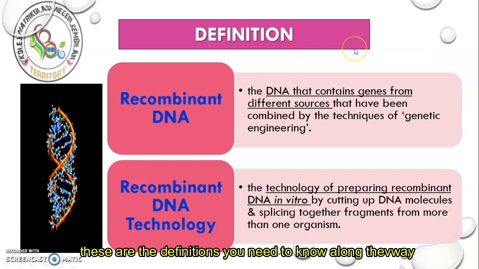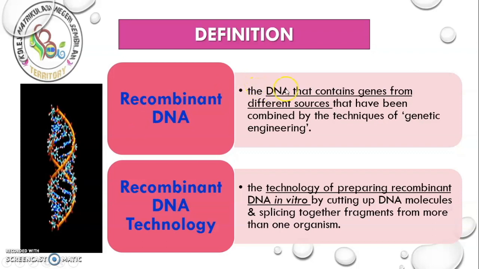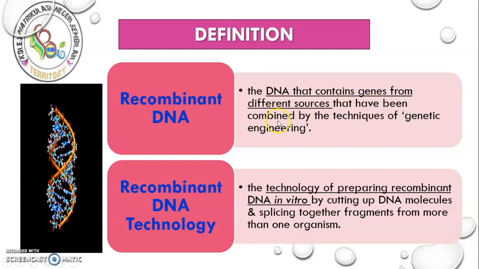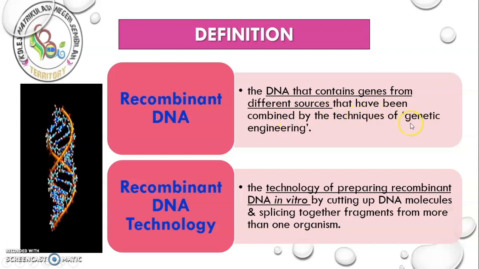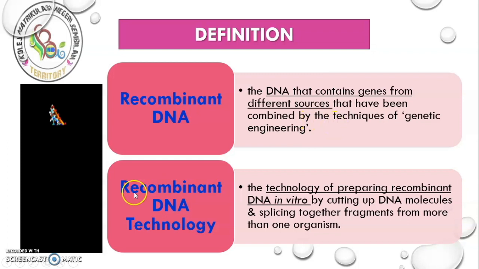These are the definitions that you need to know along the way. Recombinant DNA is the DNA that contains genes from different sources that have been combined by the technique of genetic engineering. Here we're gonna make recombinant DNA, which means we're gonna cut and recombine DNA. How cool is that? Recombinant DNA technology is the technology of preparing recombinant DNA in vitro by cutting up DNA molecules and splicing together fragments from more than one organism.